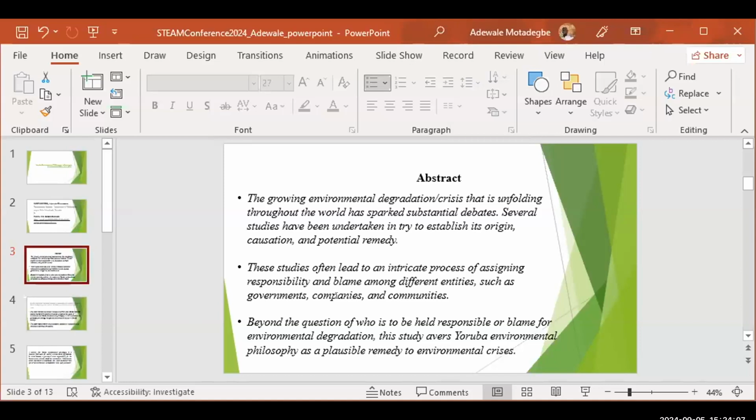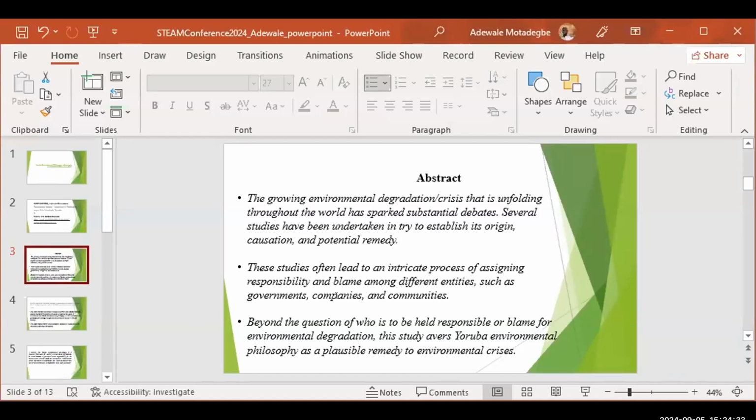However, philosophically speaking, several studies from a philosophical perspective have always gone in the aspect of who is responsible and who to blame. And this has often led to targeting some entities such as the government, companies, and the communities as people who are to be blamed or who are responsible for this environmental degradation.